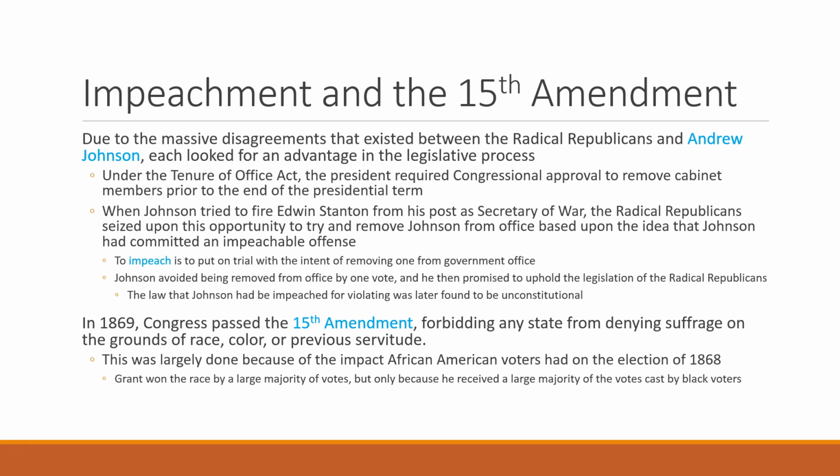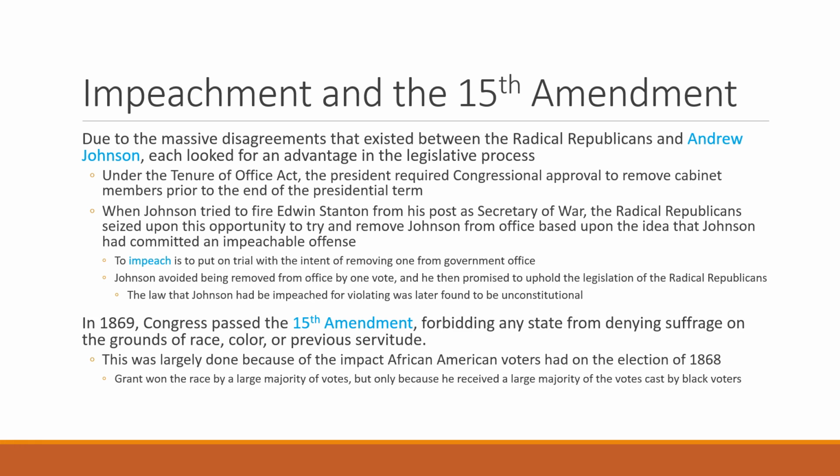So in 1869, with a little more support from Johnson, now that he knows that Congress isn't screwing around and that they're coming for him, Congress passes the 15th Amendment, and this forbids any state from denying suffrage on the grounds of race, color, or previous servitude. We now have 3 amendments, our Civil War amendments: the 13th Amendment, which ends slavery, the 14th Amendment, which guarantees citizenship and guarantees equal protection under the law, and the 15th Amendment, which now states that African Americans have the right to vote.